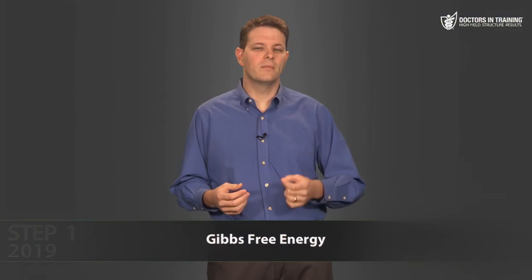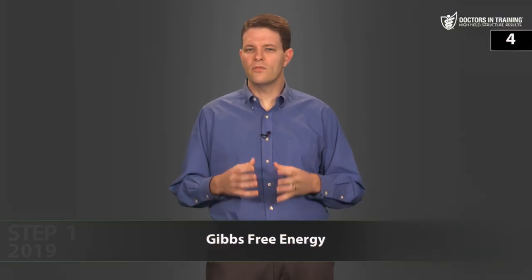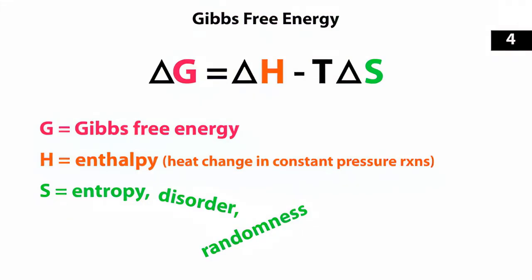And that brings us to Gibbs free energy, which is very testable and actually does show up on Step 1. So look at the question in your study guide. What is the formula for Gibbs free energy? The equation for Gibbs free energy is delta G equals delta H minus T times delta S. So the change in G equals the change in H minus T times the change in S. So G is Gibbs free energy, H is enthalpy, or the heat change in a constant pressure reaction, T is temperature, and S is entropy, which is disorder and randomness.